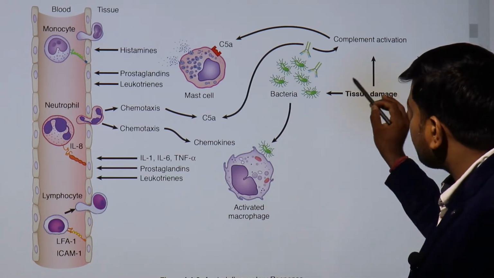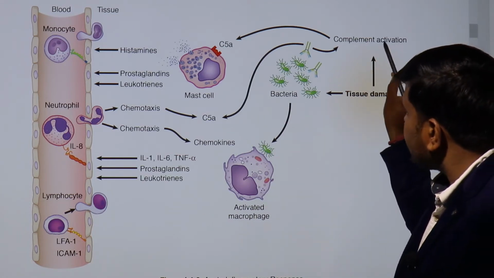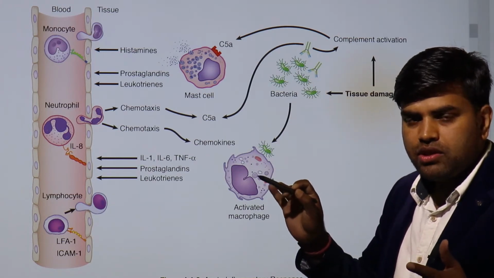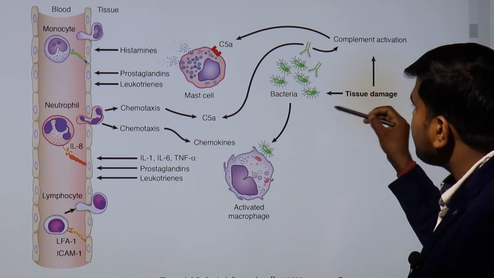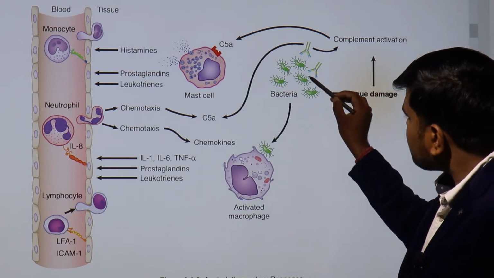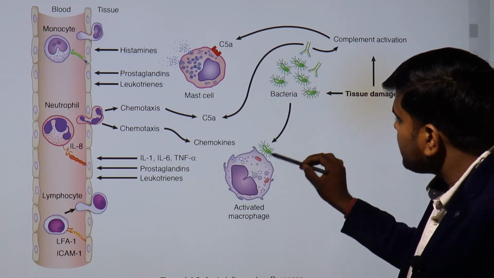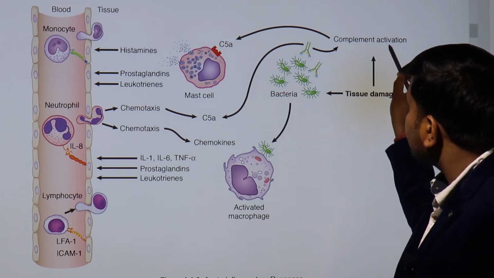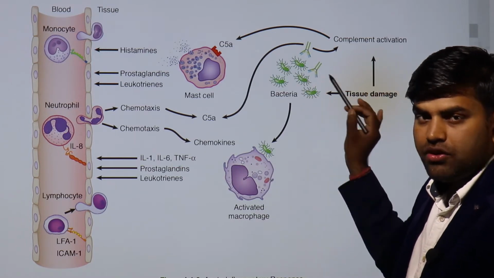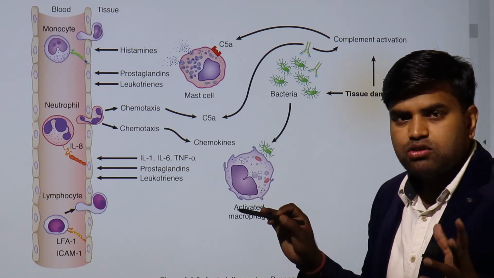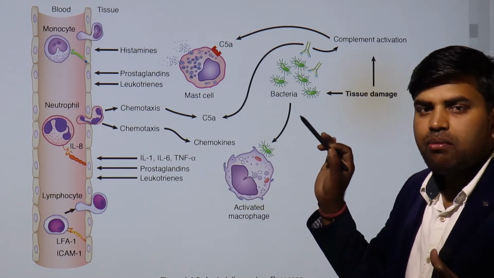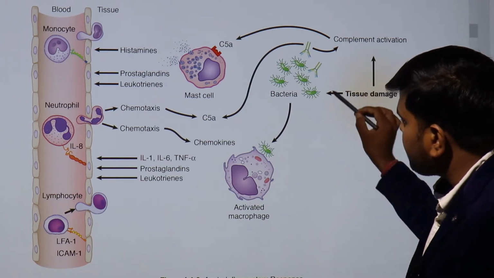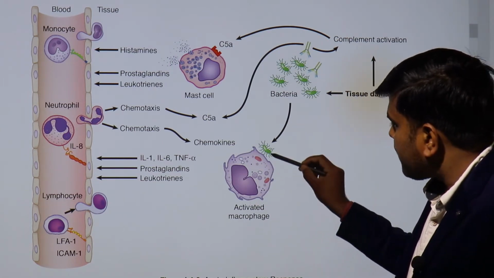Initially there will be complement activation as well, because the alternative pathway and the mannose binding lectin pathway don't require antibody to activate complement. So initially the bacteria will be engulfed by the macrophage and the dendritic cell, and the complement pathway will be activated by the alternative and mannose binding lectin pathways, because they require only the microbial surface to get activated.